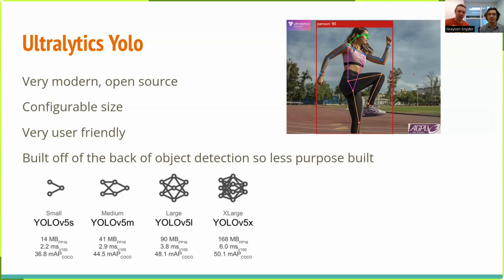The one trade-off with the YOLO model is that it's built on the back of the existing object detection model. In some ways, it makes it a lot faster, but there is a bit of a trade-off in that it's not purpose-built to do pose detection.